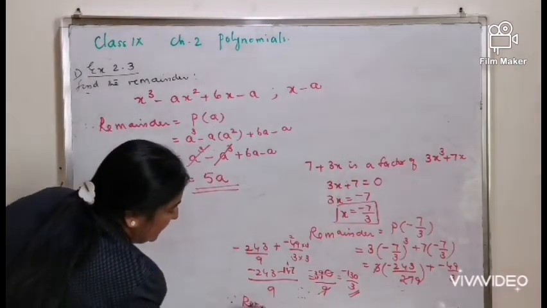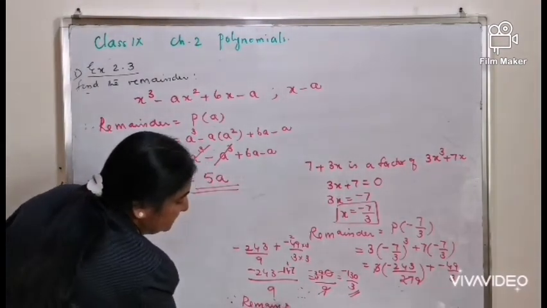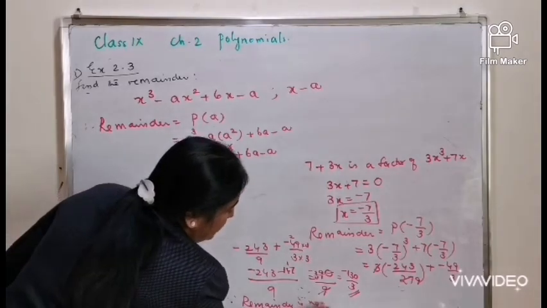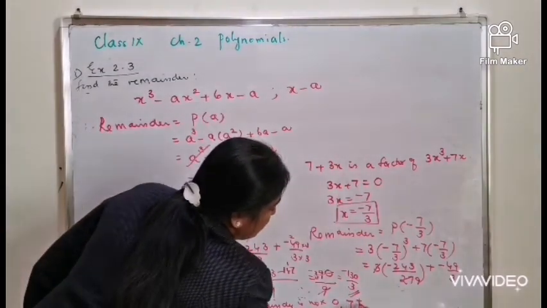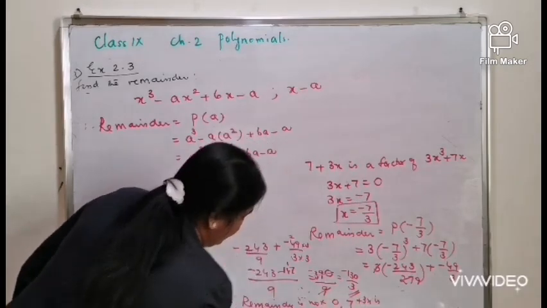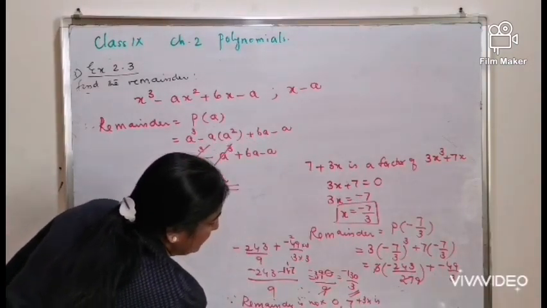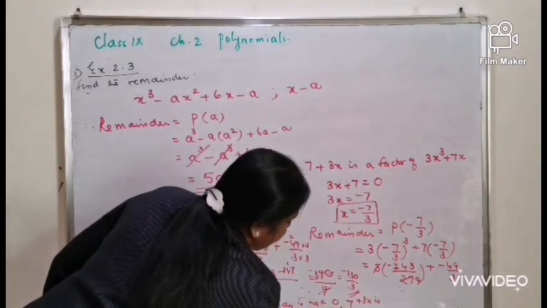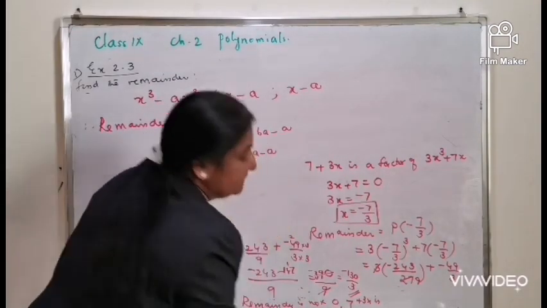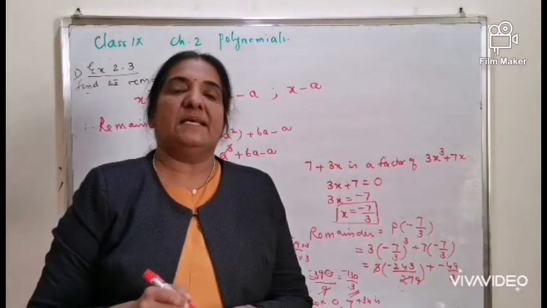Since the remainder is not 0, 7 plus 3x is not a factor of 3x cubed plus 7x. It's not a factor of 3x cubed plus 7x.